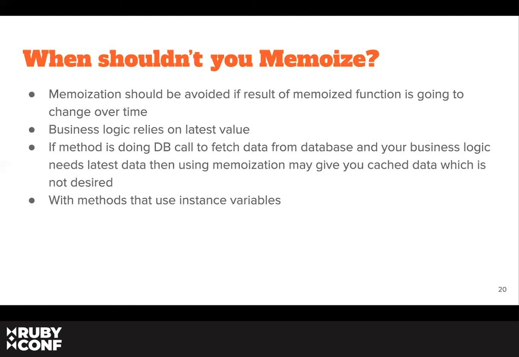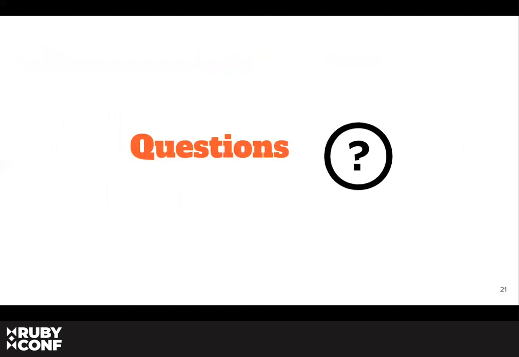So also with methods that use instance variables. These are the main situations in which I think we do not need memoization. To make it short, when you need the latest data from the database, then I think using memoization is not good. So this is the small concept of memoization. I hope you all will understand it.